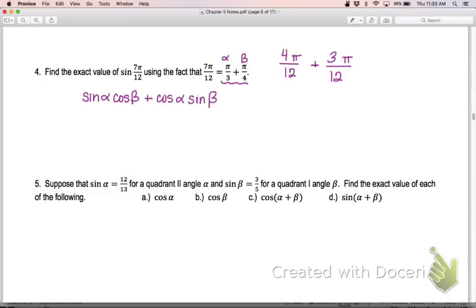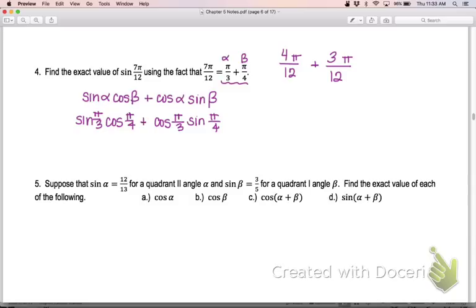Notice that if I look across the whole thing, I have a sine and a cosine for alpha, and I have a cosine and a sine for beta. You got to have one of each. And then the sign stays the same there. So now we can plug this in. Sine of pi thirds times the cosine of pi fourths plus the cosine of pi thirds times the sine of pi fourths. Sorry, that probably hurt your ears right there.